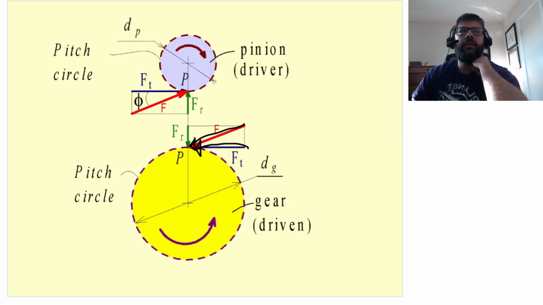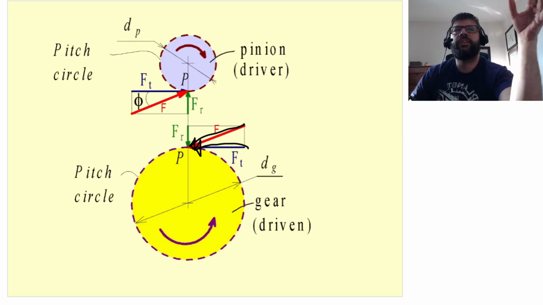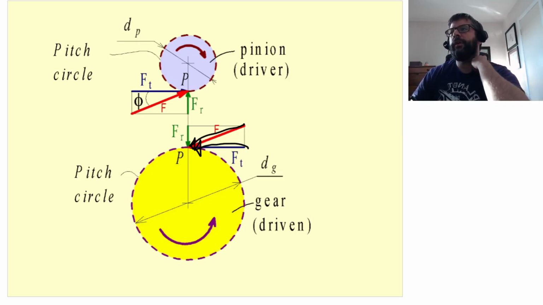The radial doesn't do anything really. It presses the two gears against one another. That's about it. The tangential is what allows the gears to transfer the torque from one another. It allows for the transfer of power.